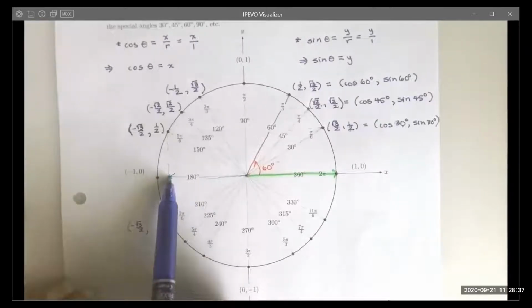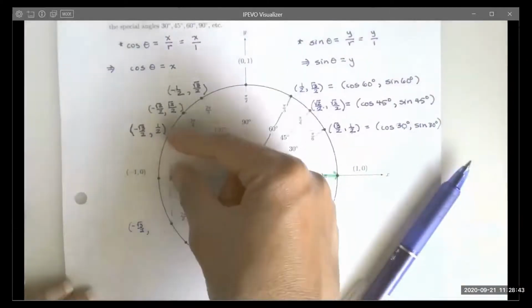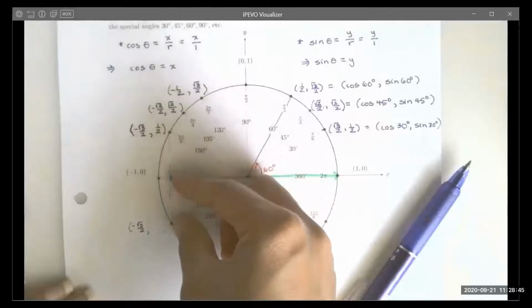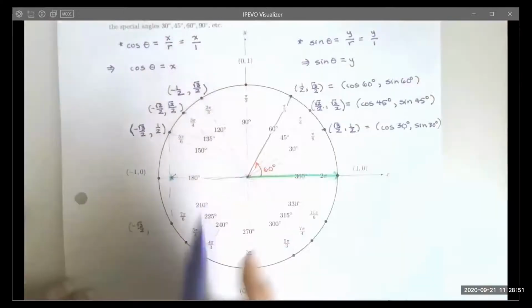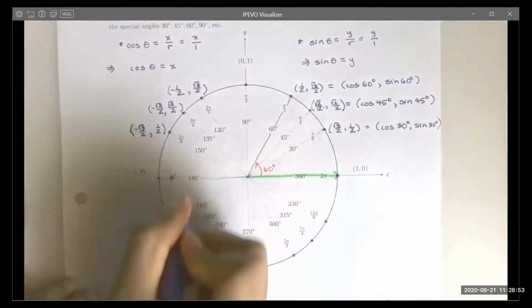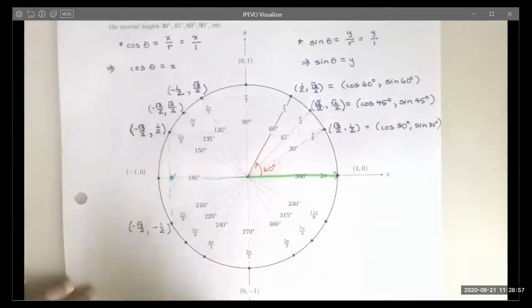The y value, however, it's still the same distance from the x-axis up until this point as it is from the x-axis down into the point at 210, except that we're going in the negative y direction. So instead of having a positive 1/2, we're going to have a negative 1/2 for that point.